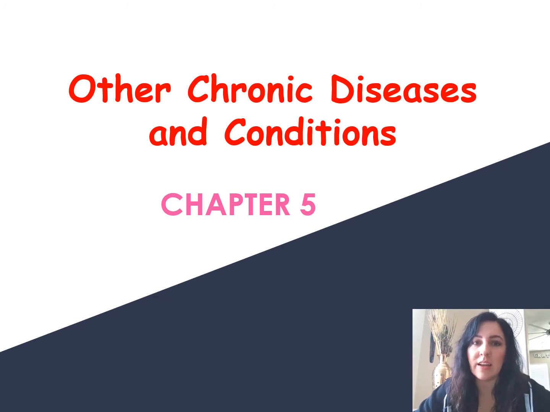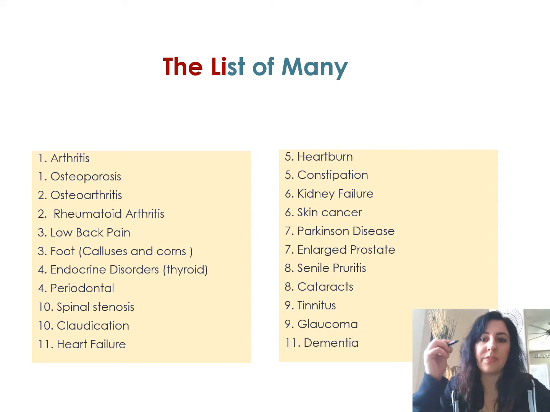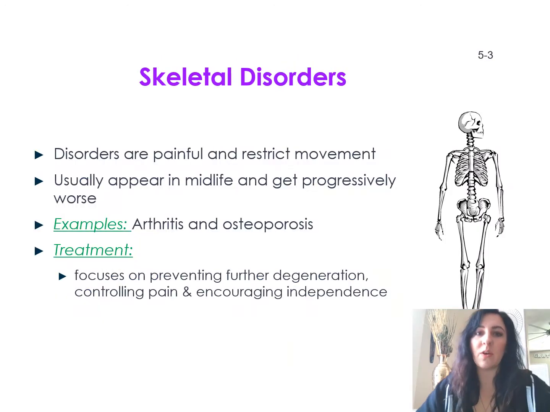Today we're going to look at some other chronic diseases and conditions that many older adults are susceptible to. Okay, so here is a list of the many different chronic illnesses that older adults are susceptible to. So I'm going to let you go ahead and take a look at that on your own, and we're going to move on. So first of all, we have skeletal disorders.